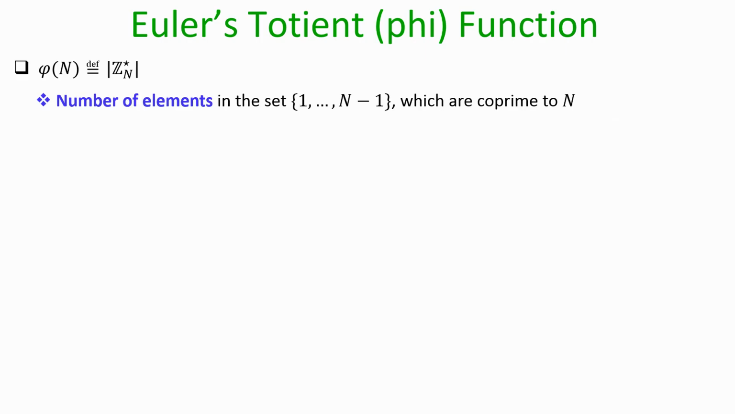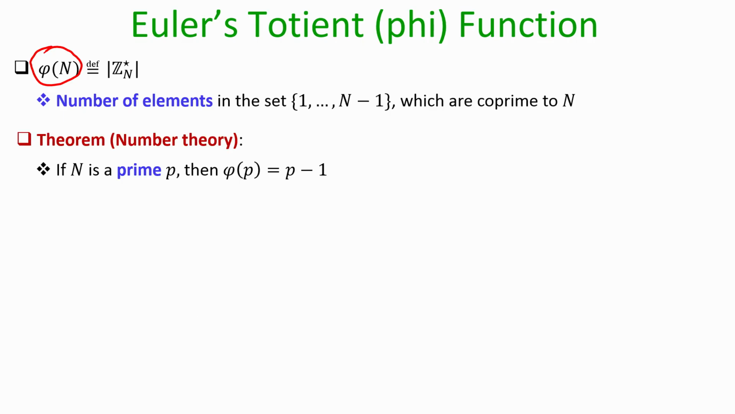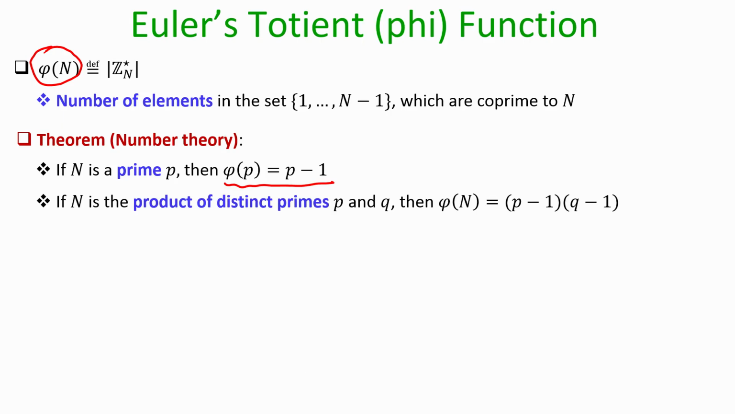Let us next discuss the Euler totient function phi. Euler's totient function, denoted by phi of n, is basically the cardinality of the set Zn star, namely it is the number of elements in the set 1 to n minus 1 which are co-prime to your modulus n. Now, some well known facts, again borrowed from number theory, are as follows. If n is a prime p, then the value of phi of p is nothing but p minus 1, because there are exactly p minus 1 elements which are co-prime to p.